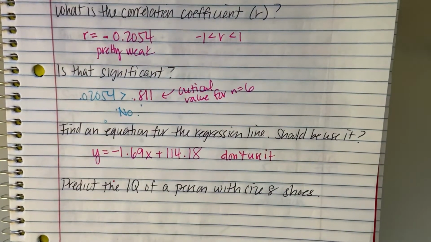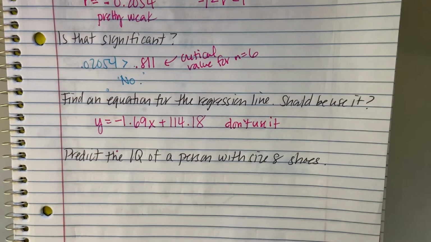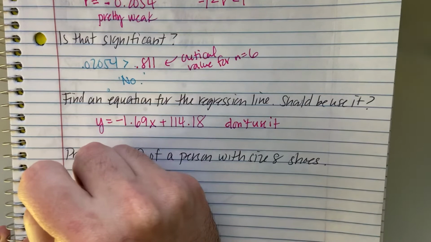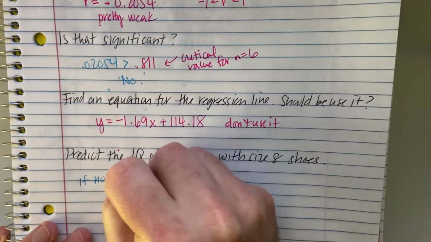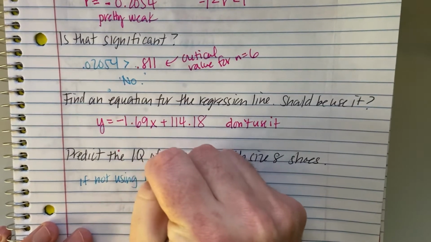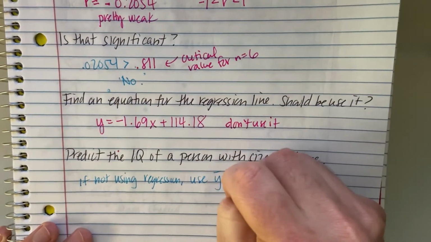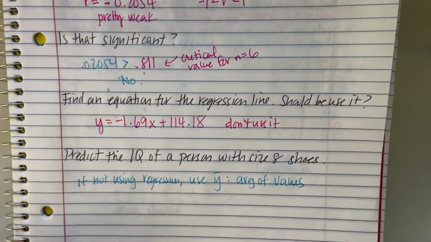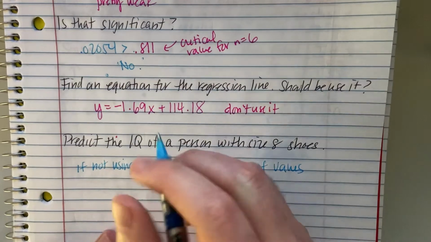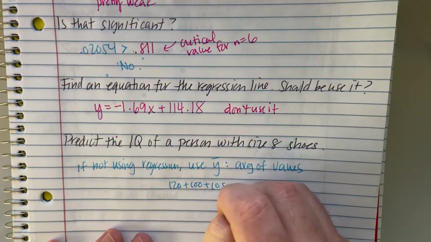But if you're going to predict the IQ of a person, and you're not using a regression line, you just need to use the average of that data. So if not using regression to predict, use what we call y bar, which is the average of the values, or the mean. So to find the mean, of course, we can add everything together and divide by 6.